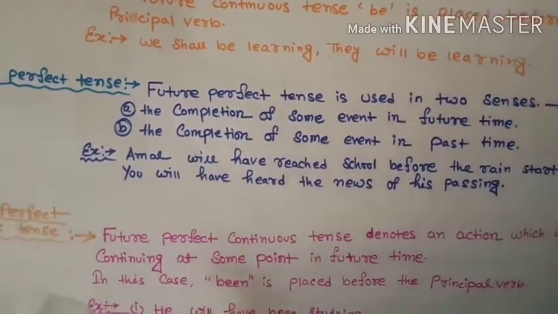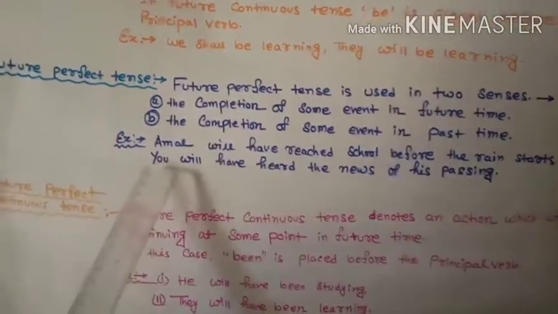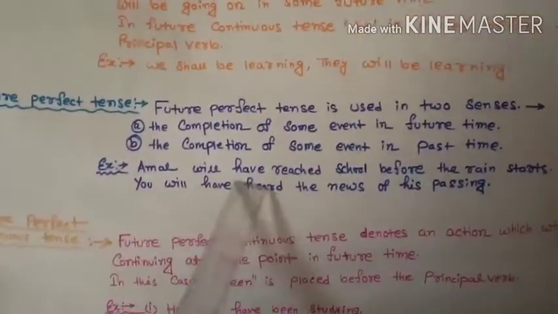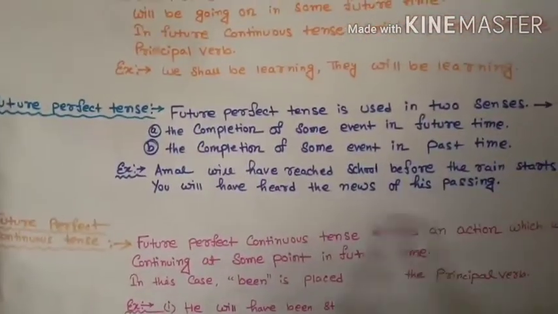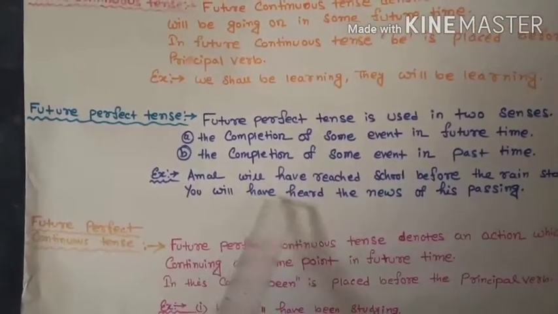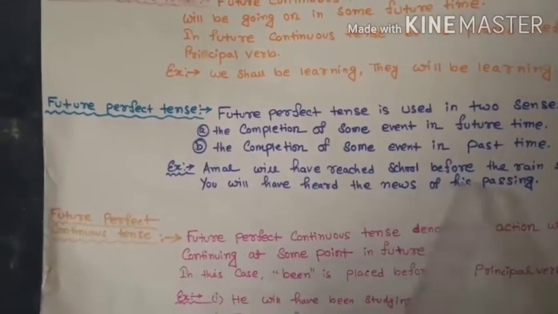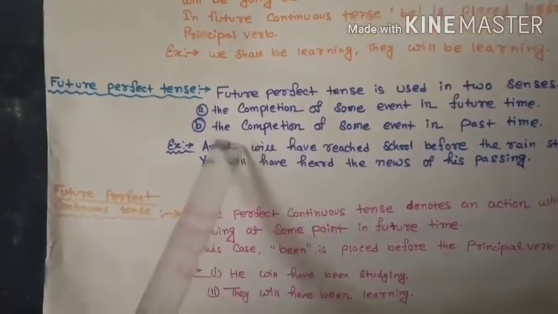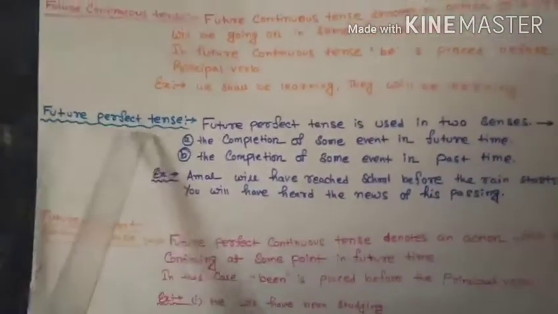And in the second example, we can see here, you will have heard the news of his passing. So these are the examples of future perfect tense.